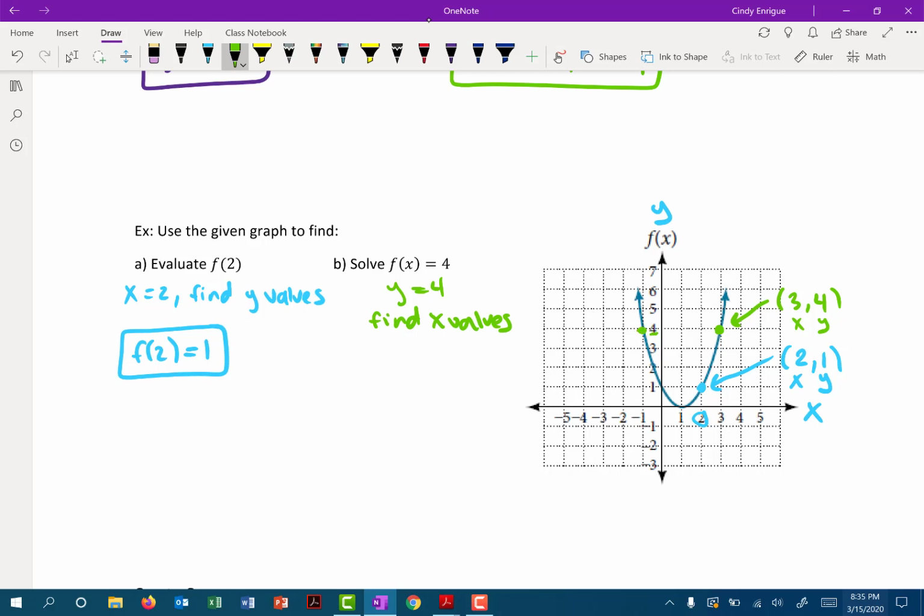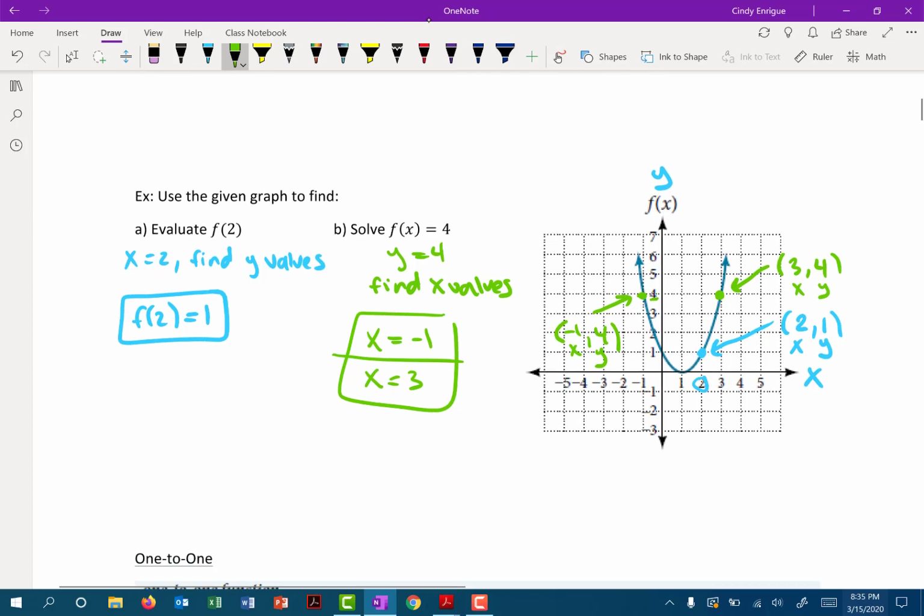And I also have it here. And that point looks like it's (-1, 4) for my x and my y. So those 2 points, what they have in common is the y value being 4. So now I can say that x is equal to -1 and x is equal to positive 3. Those are going to be my 2 answers there.